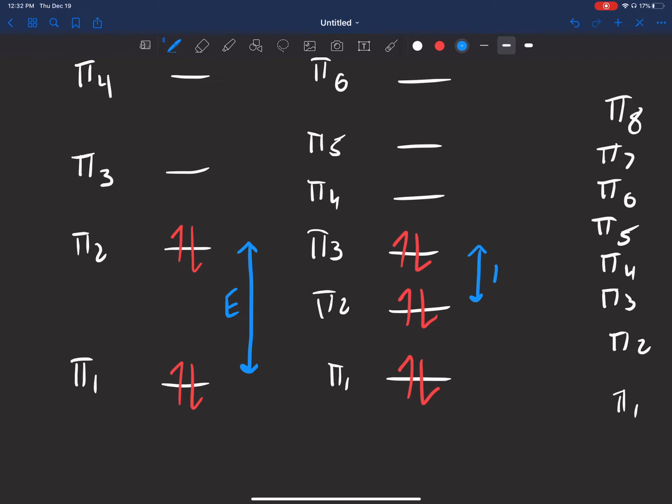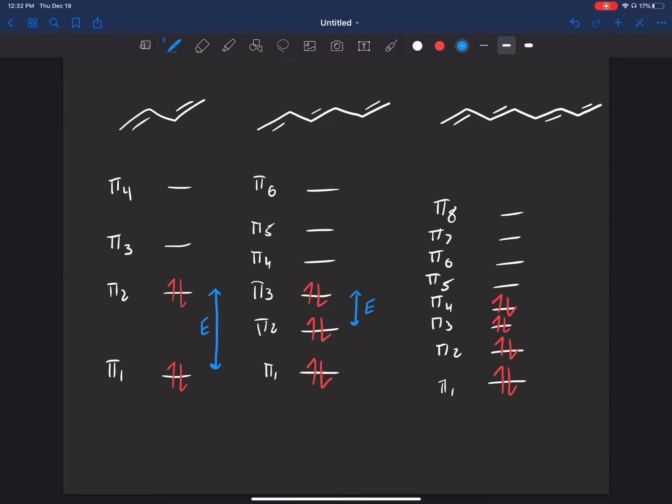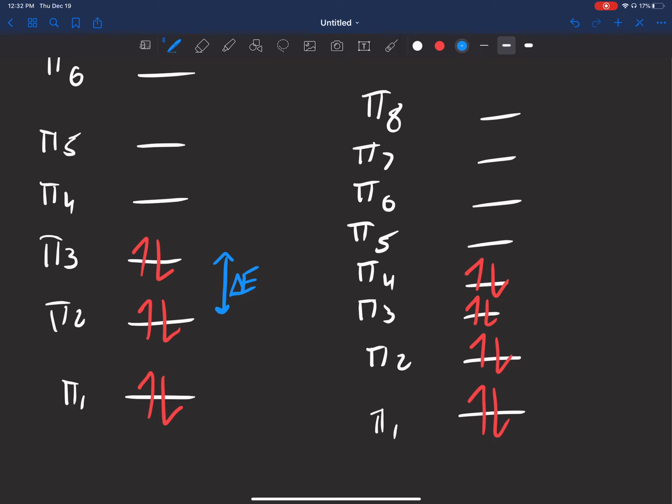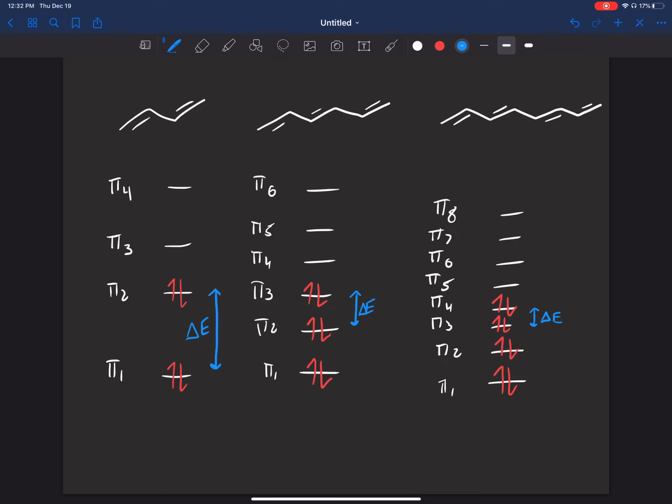Now here's the energy when we have more conjugation. You see the gap gets smaller, and between these guys, it gets even smaller. So the trend is that the more conjugated a system you have, the lower the energy difference between your orbitals. Okay, keep that in mind. The more conjugated, the lower the energy difference between your orbitals.